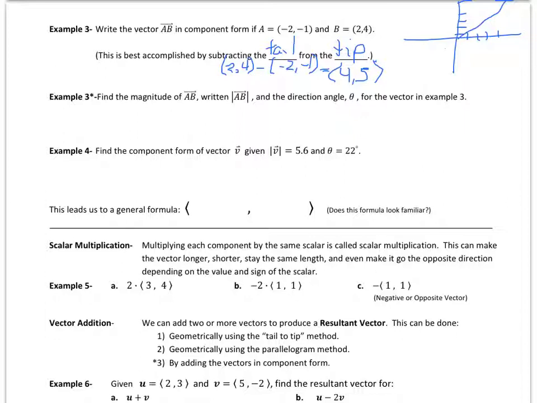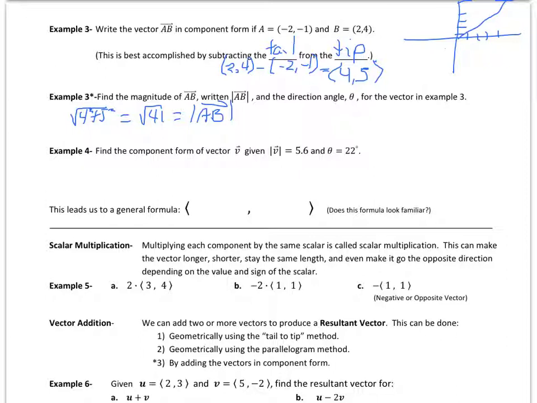All right, so now we want to find the magnitude of this one. The magnitude is simply the square root of the components, so it's 4 squared plus 5 squared. And that's how you find the magnitude. That's a huge advantage of component form. Finding the magnitude is really simple. You just take the square root of the sum of their squares. So we get the square root of 41. Again, that's equal to the magnitude of AB, written like that.